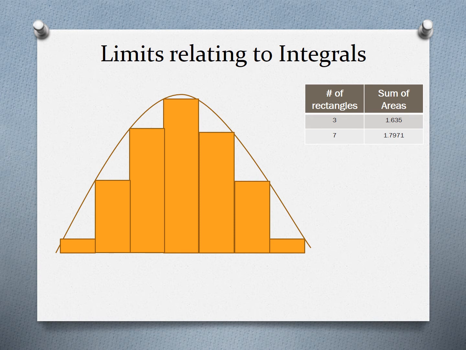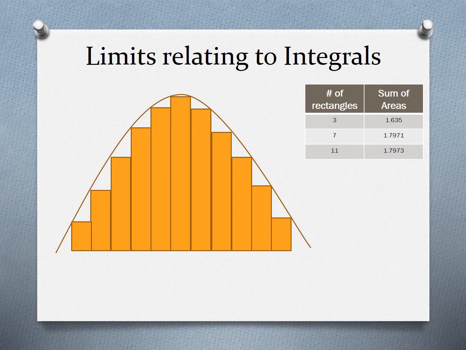So I have 7 rectangles here now, and I have some white space under the curve. Again, allow for some graphical misrepresentation here because I'm using limited technology. But imagine 7 rectangles under there, and I've calculated their areas and added them, and I have a sum of areas of 1.7971. So I see my area is getting bigger because I'm closing in on that white space.